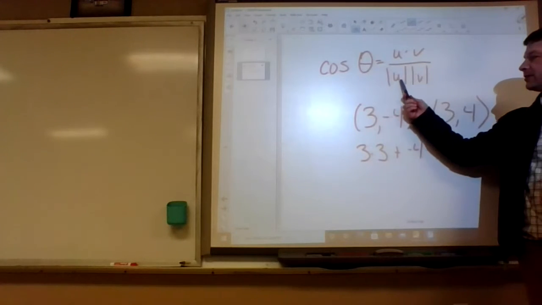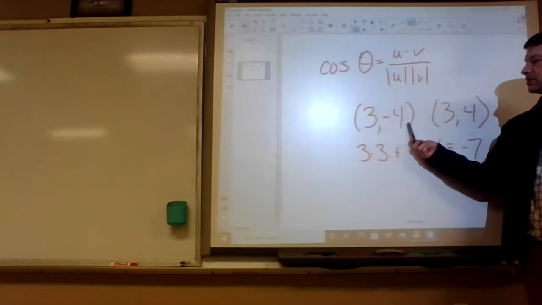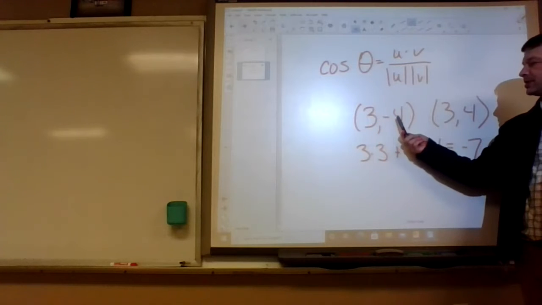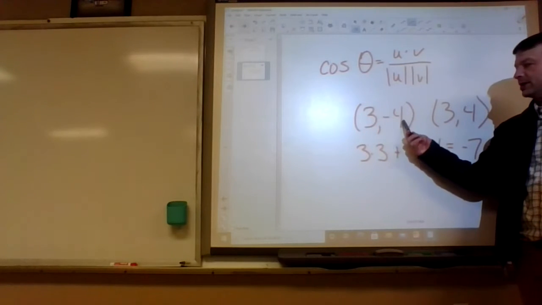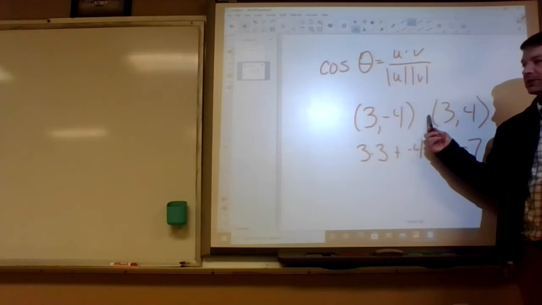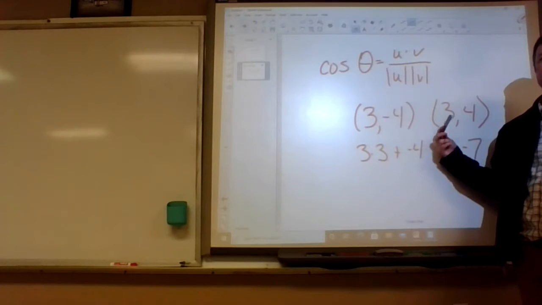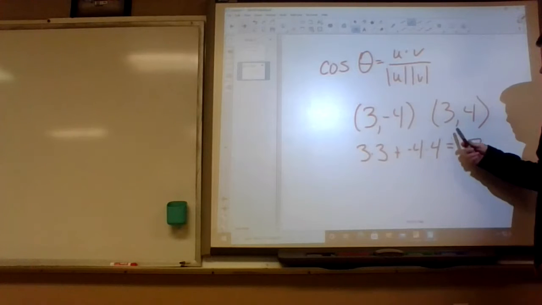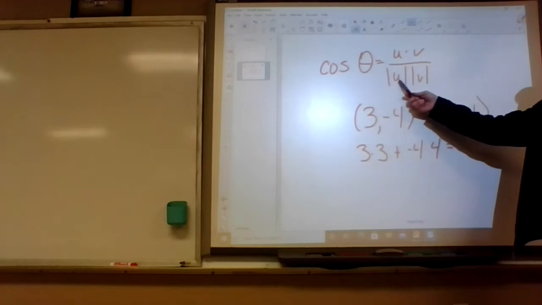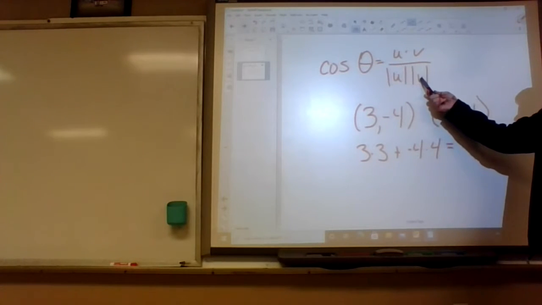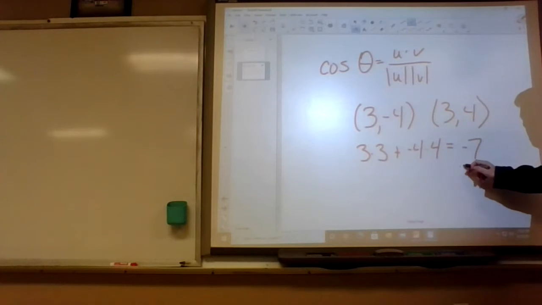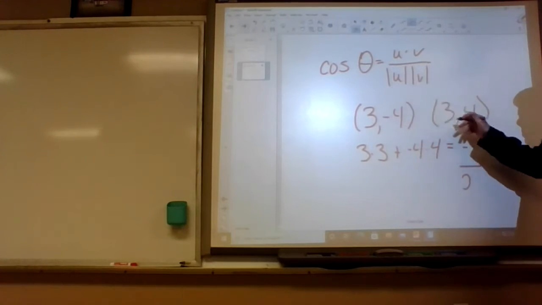And then the bottom is the magnitudes. You guys remember how to find the magnitude? You do the Pythagorean: 3 squared plus -4 squared equals c squared, basically. You guys remember what makes a right triangle? 3, 4, 5 was a right triangle. So both of these are going to come out as 5 on the bottom, and 5 times 5 is 25.